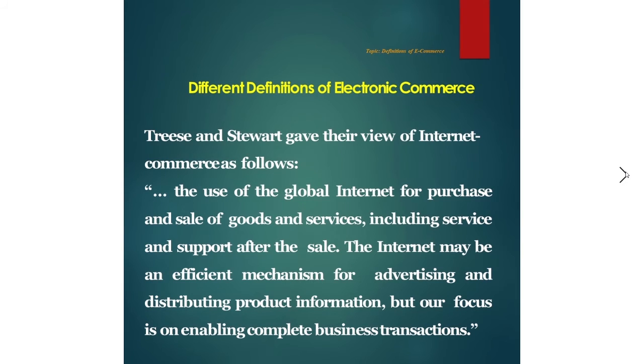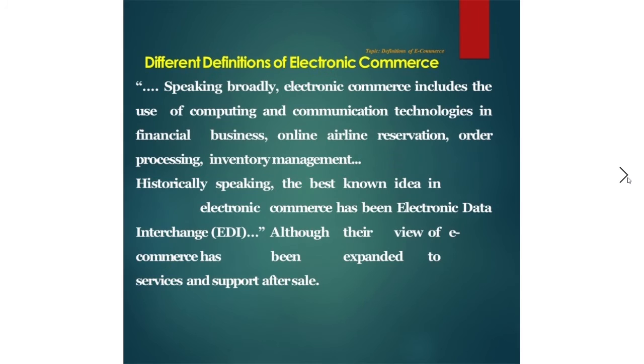The internet is an efficient mechanism for advertising and distributing product information. You open Amazon, you will see many products displayed, and you just have to search for the product which you want to buy. Then one more definition about e-commerce.